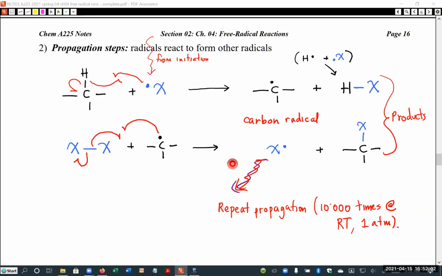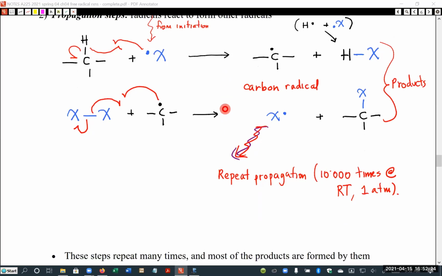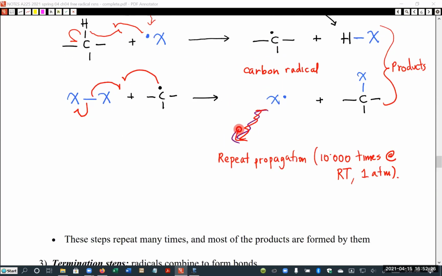So it's 99 molecules of alkane react with a halogen atom, make a carbon radical, 98 molecules of alkane left. 98 molecules of alkane react with a radical, form a carbon radical, 97 molecules of alkane left. That's the 99 molecules on the wall. That's what makes it hard to picture this.